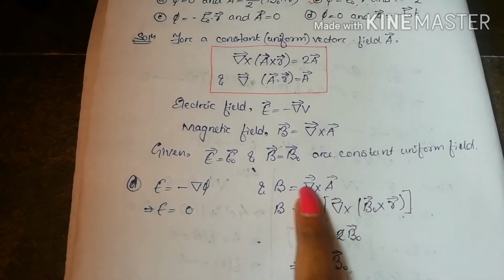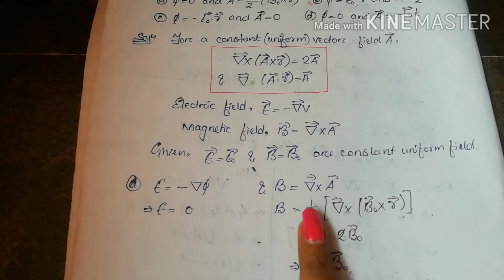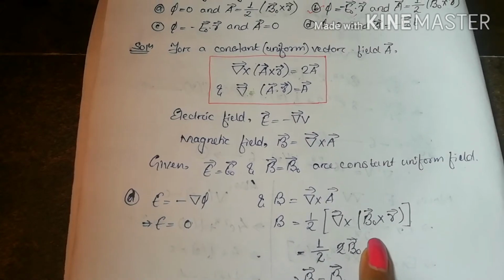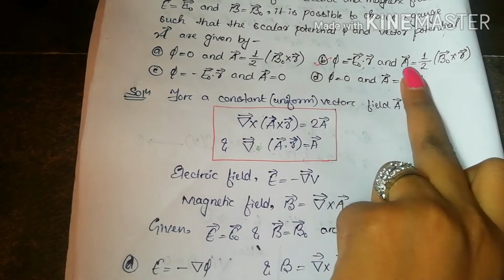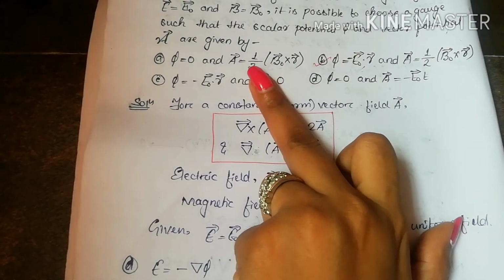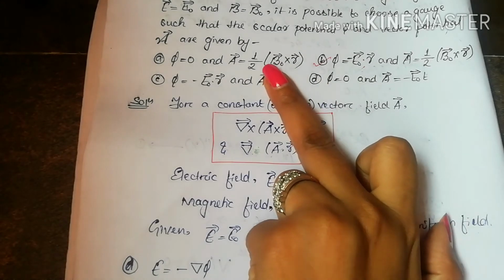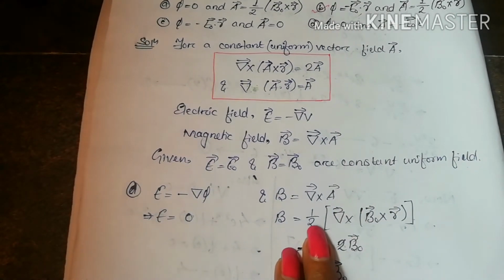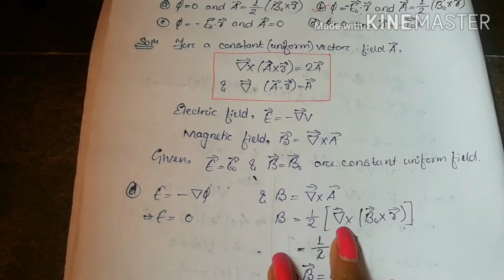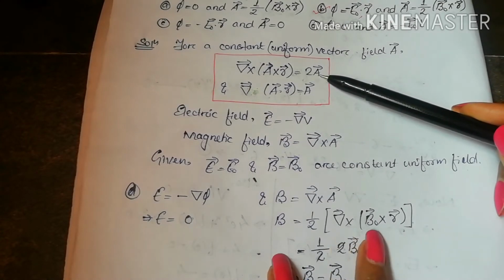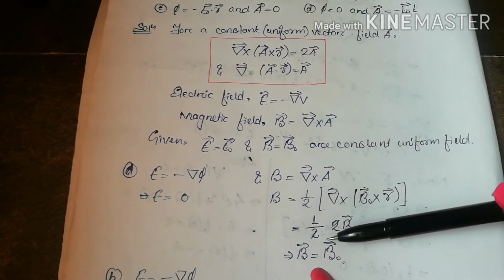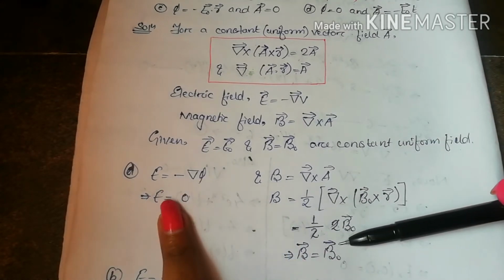Next we will see B is equal to del cross A. So A is equal to half B naught cross R. This is the value of A in the first option. You can see that for both options the value of A is the same. So finally, we will write B is equal to half del cross B naught cross R. Half is a constant, so it is outside. Now we will use the first property that the curl of A cross R is equal to 2A. So here it will be 2B naught. Finally, you will have B equals to B naught. But here the electric field is equal to 0.